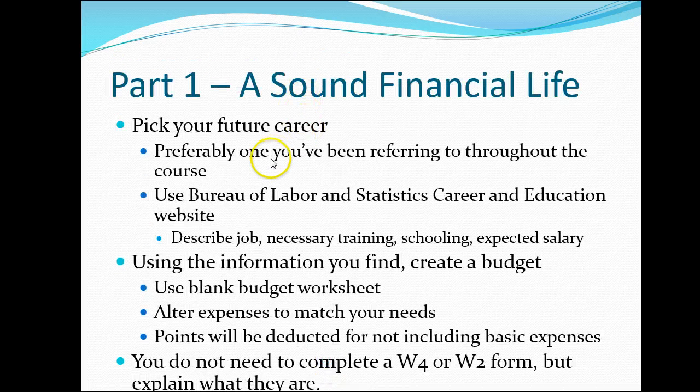Okay, let's talk about the different parts of this assignment. The first part should include information from the Sound Financial Life unit. So it'll talk about your future career. Preferably it's the one that you've been referring to throughout the course, and you'll want to use that Bureau of Labor Statistics website. You're going to describe the job, the necessary training you'll need, schooling you'll need, expected salary you plan to earn, depending on, again, where you're living. So this probably sounds familiar because we've done all of this before in previous discussions and assignments, so you should already have this information available.